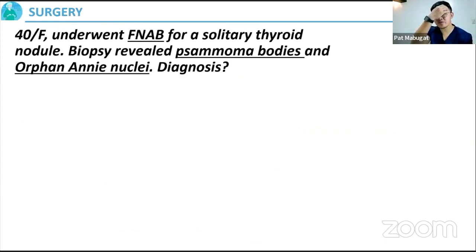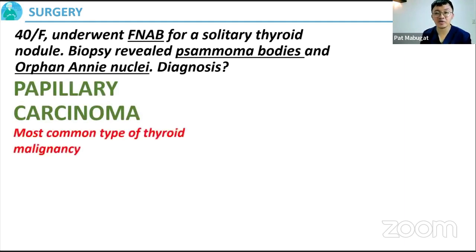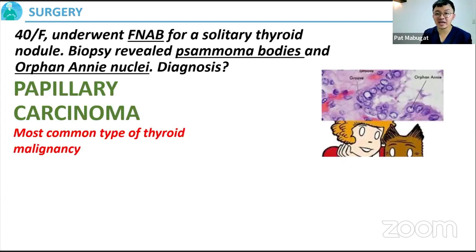Next, a 40-year-old female underwent FNAB for a solitary thyroid nodule. Biopsy revealed psammoma bodies and Orphan Annie nuclei. What's the diagnosis? Okay, psammoma bodies and Orphan Annie nuclei are characteristic of the most common type of thyroid neoplasm, or papillary carcinoma. Again, it's the most common type of thyroid malignancy. So we see Orphan Annie nuclei here with nuclear grooving, empty spaces between those, looking like your cartoon Orphan Annie, right?